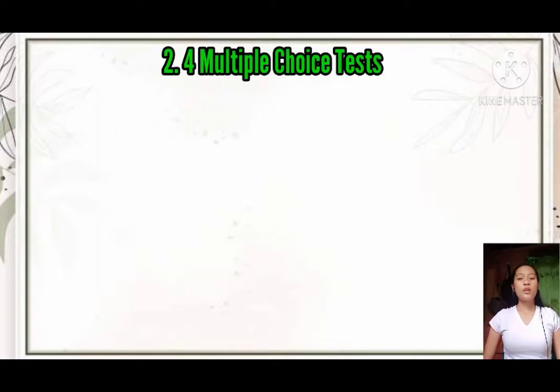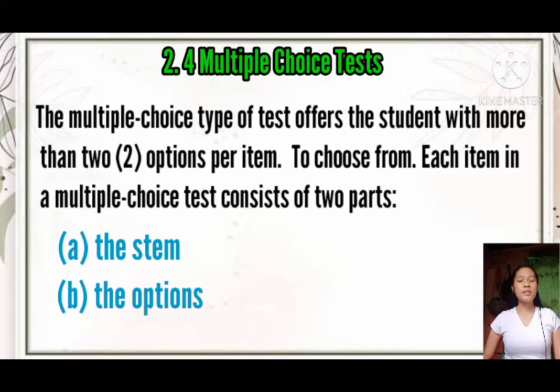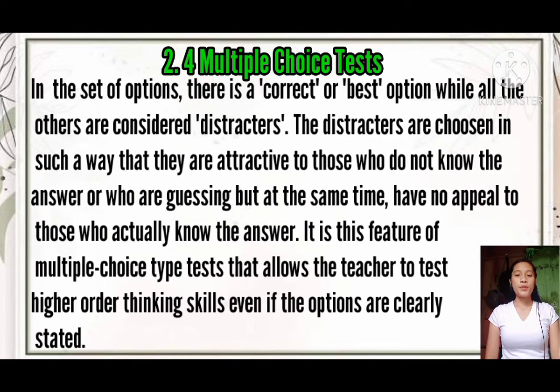Last is 2.4 Multiple Choice Test. The multiple choice type of test offers the student more than two options per item to choose from. Each item in a multiple choice test consists of two parts: A, the stem, and B, the options. In the set of options, there is a correct or best option, while all the others are considered distractors.